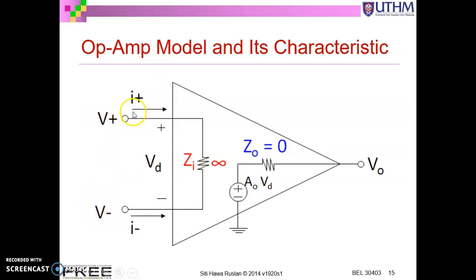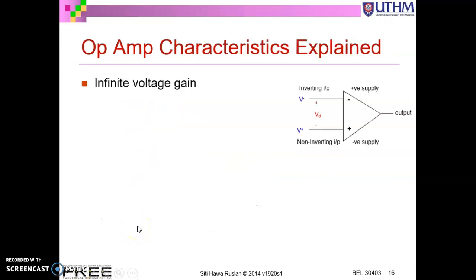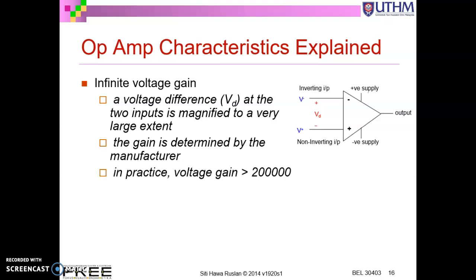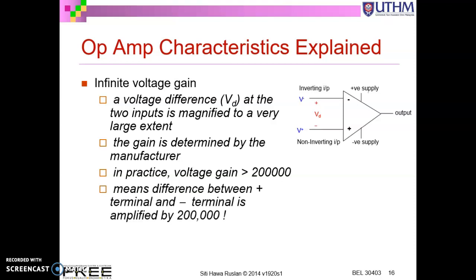Okay, we have defined I plus, the current entering the op-amp, and I minus is also the current entering the op-amp. Now we look into the infinite voltage gain. We want to amplify the difference between the non-inverting terminal and the inverting input. For op-amp, the gain is determined by the manufacturer, and in practice, usually the open loop gain is more than 100,000. Usually it is between 200,000.